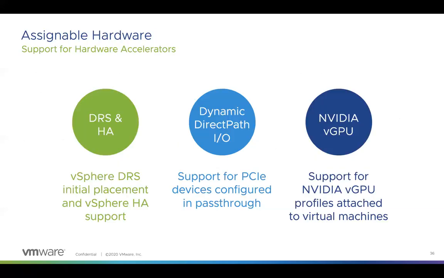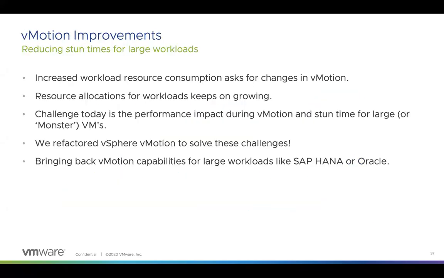So far with vMotion, there was difficulty in managing the larger scale VMs. When you're managing a VM which hosts an SAP HANA kind of application, it used to take a large amount of time, the stun times were really high, and the performance impact was high. Now this entire vMotion was fine-tuned, refined to reduce the stun times, and totally redesigned to accommodate SAP HANA kind of large applications. So right now we are bringing back vMotion capabilities for such large scale workloads like SAP HANA or Oracle VMs.